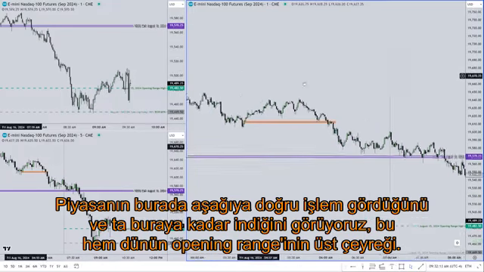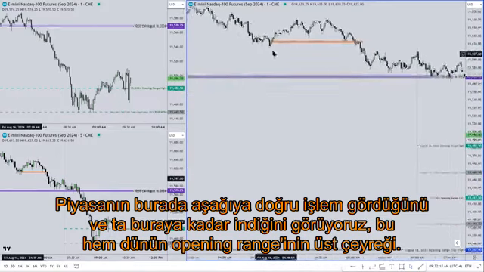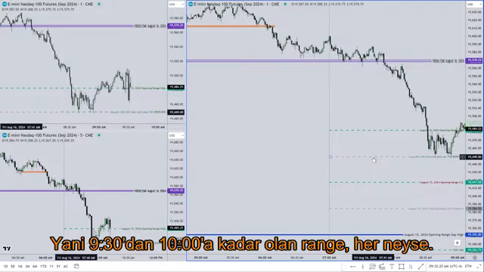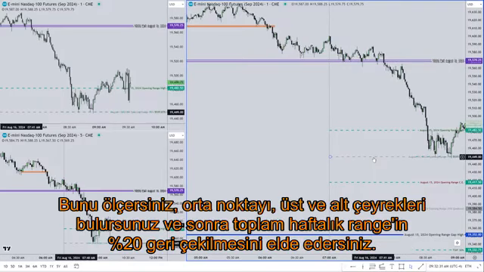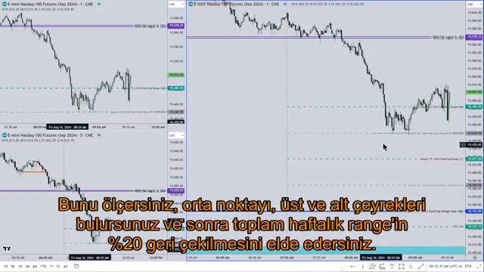So we have the market trade and reach down over here, all the way down into this level here, which is both the upper quadrant of yesterday's opening range. That means it's the 9:30 to 10 o'clock range. Whatever that is, you measure that. You get the midpoint, upper, lower quadrants. And then you have the 20% retracement of total weekly range.